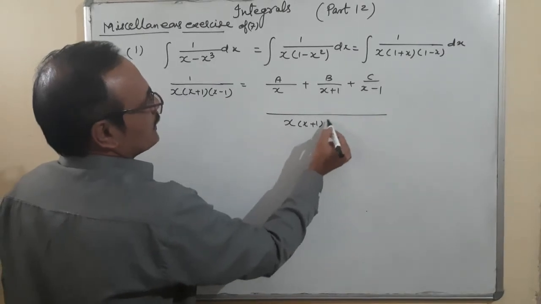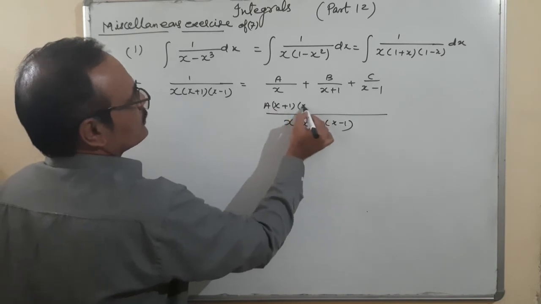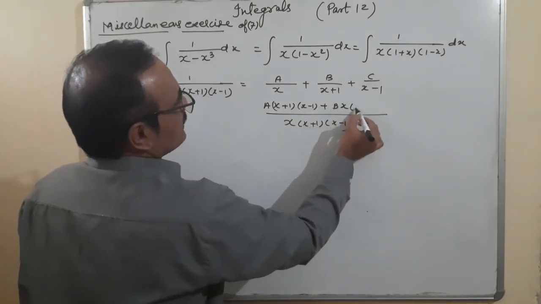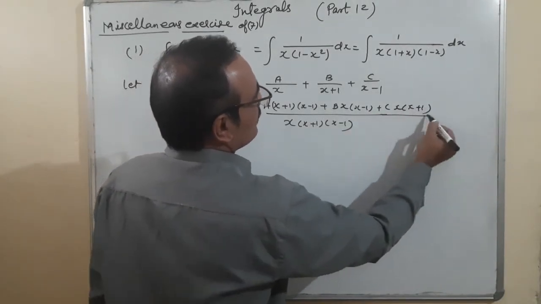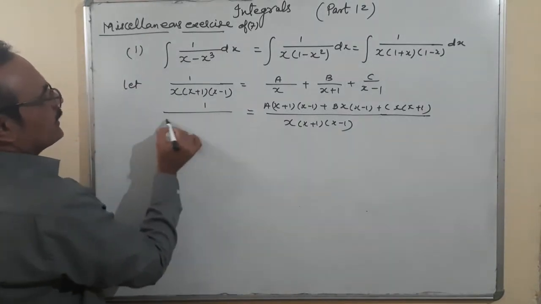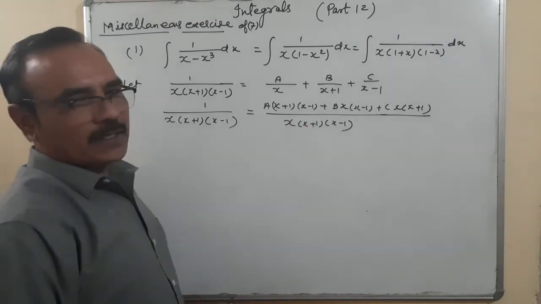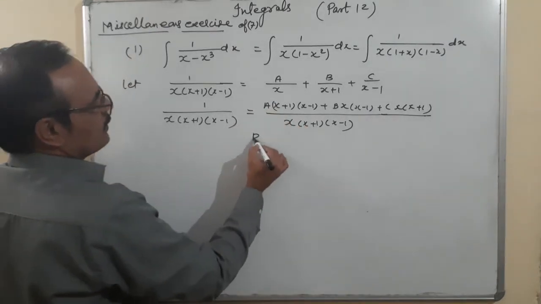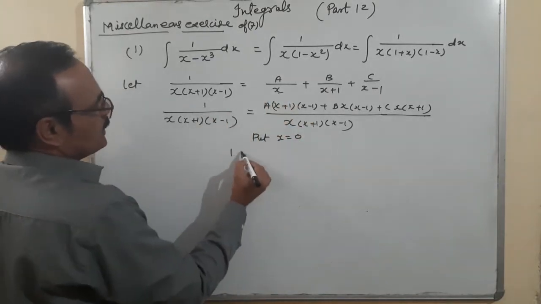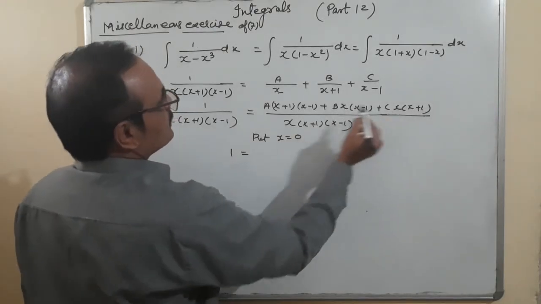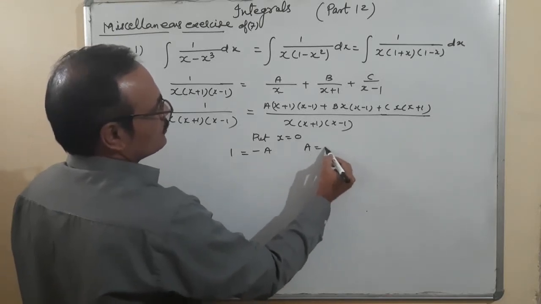So 1 equals a times (x plus 1)(x minus 1) plus b times x(x minus 1) plus c times x(x plus 1), after the denominator is cancelled. Compare by the numerator. First we put x equal to 0. Then the b and c terms are 0, and 1 equals a times 1 into minus 1, which is minus a. So a is equal to minus 1.